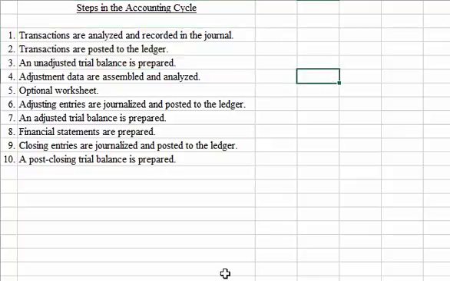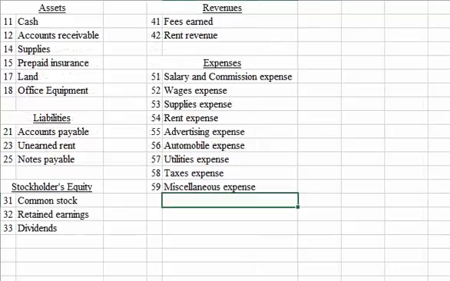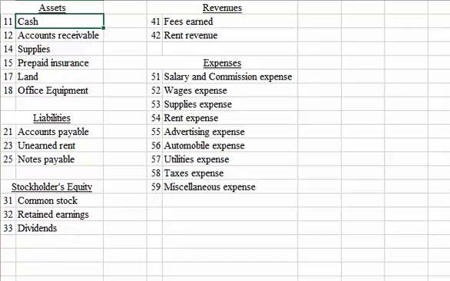Okay, so before you can make entries into the journal, there are a few things you'll have to memorize. First, given an account, you need to know what type of account it is. You need to recognize that cash, accounts receivable, supplies, prepaid insurance, land, and office equipment are all asset accounts. I think cash is fairly self-explanatory, and the cash is usually tied to a checking account.